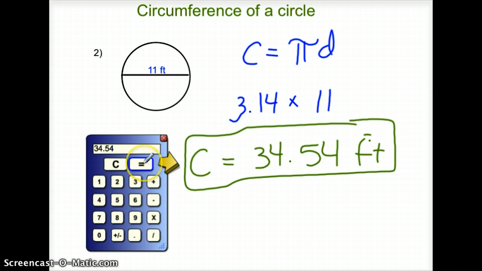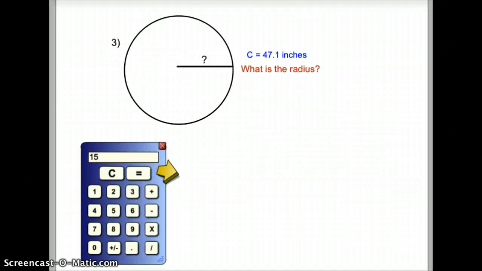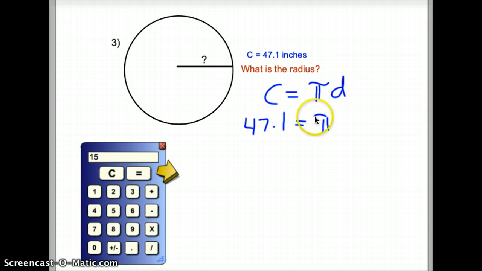One more practice problem to do. This time you have to think backwards. I'm giving you the circumference, but I want to know what the radius of my circle is. So if you come up with your equation again, right now I know C, I know circumference, so I'm going to plug this into my equation here. And you've solved equations before. You need to isolate the variable.